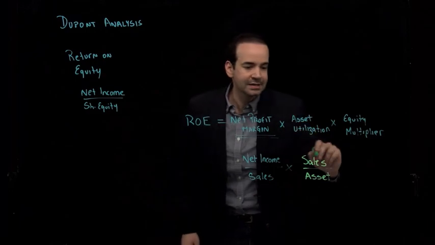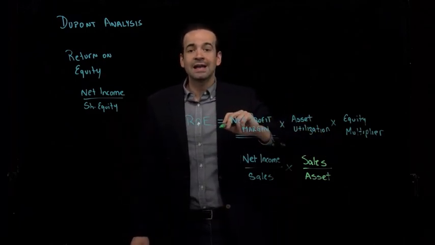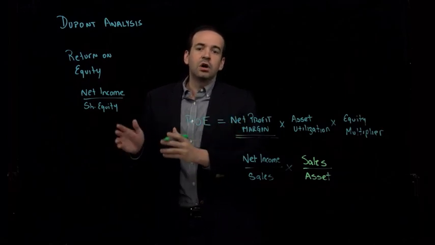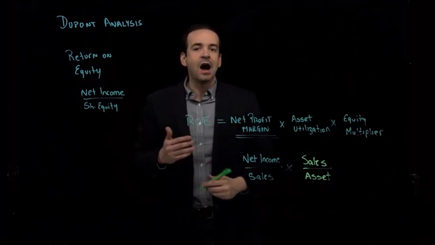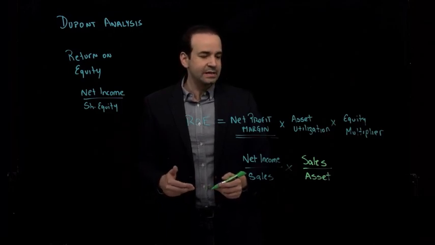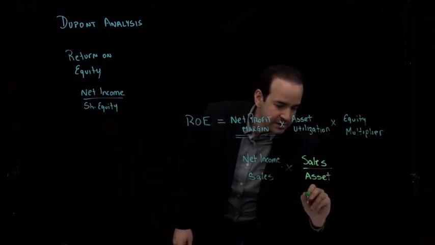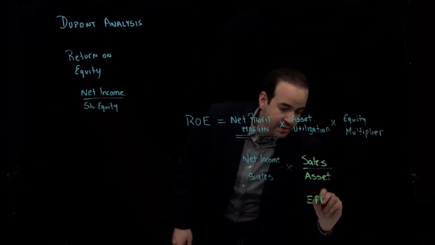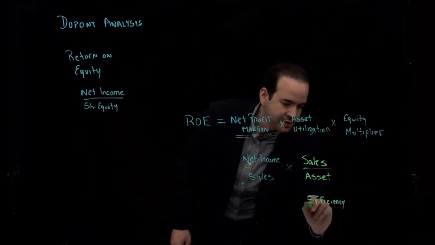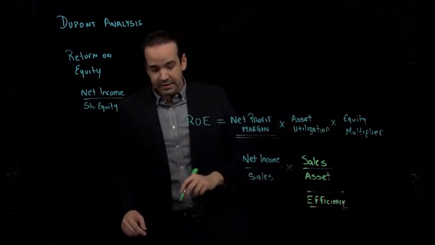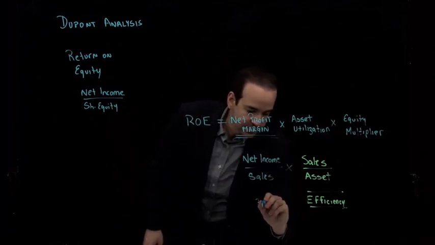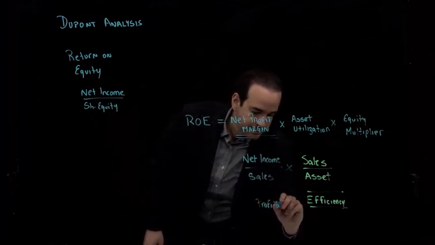The second thing is the asset utilization or the asset turnover. Basically, this is per each dollar of asset that the firm has, how many dollars of revenue the firm is able to generate. So this is an efficiency ratio, measuring how efficient the company is, whereas the first one is measuring how profitable the firm is. So this is measuring profitability, right?